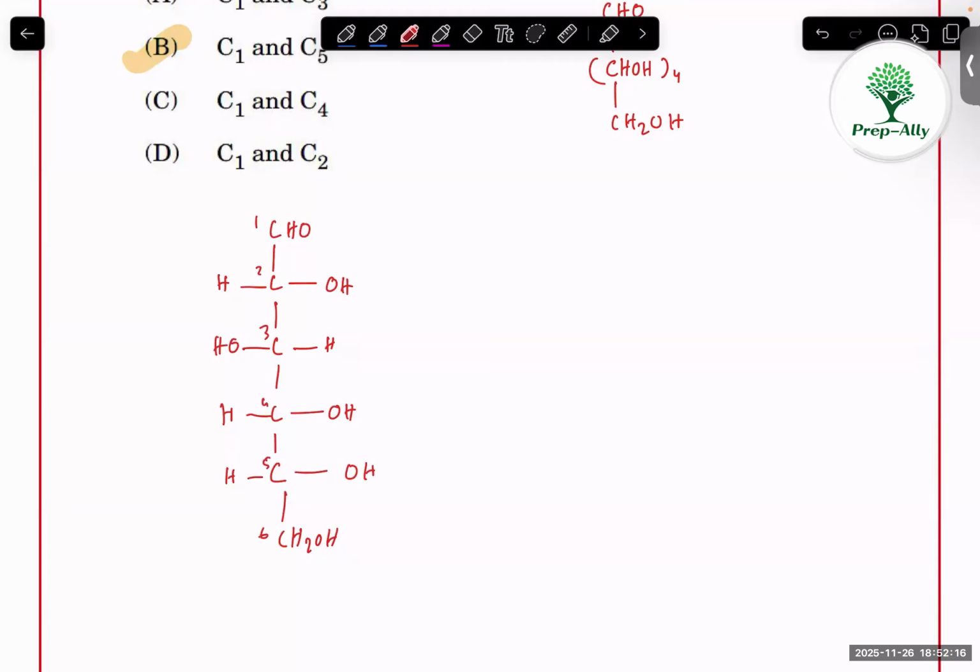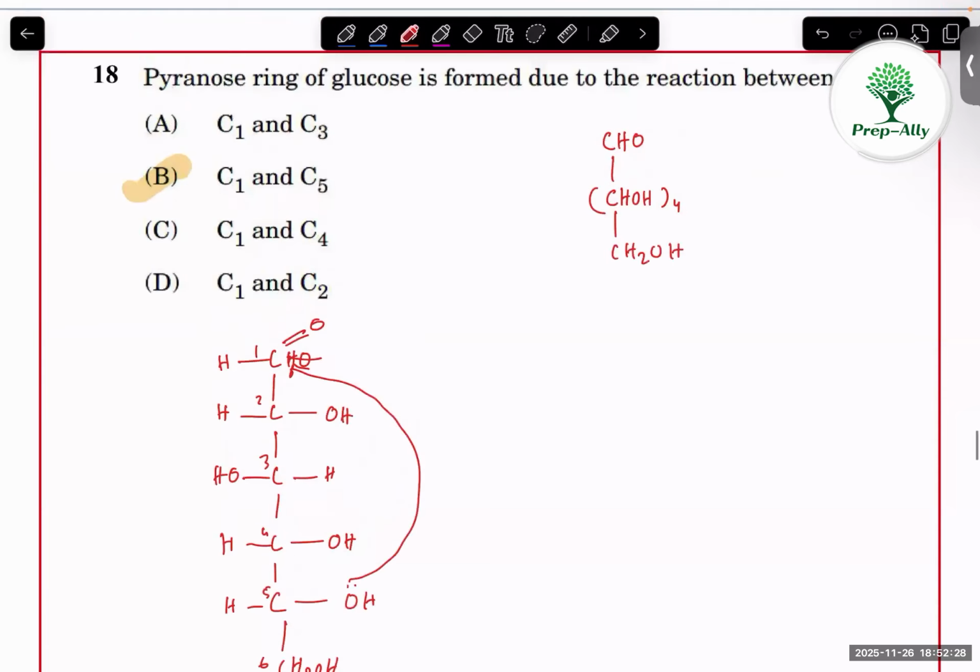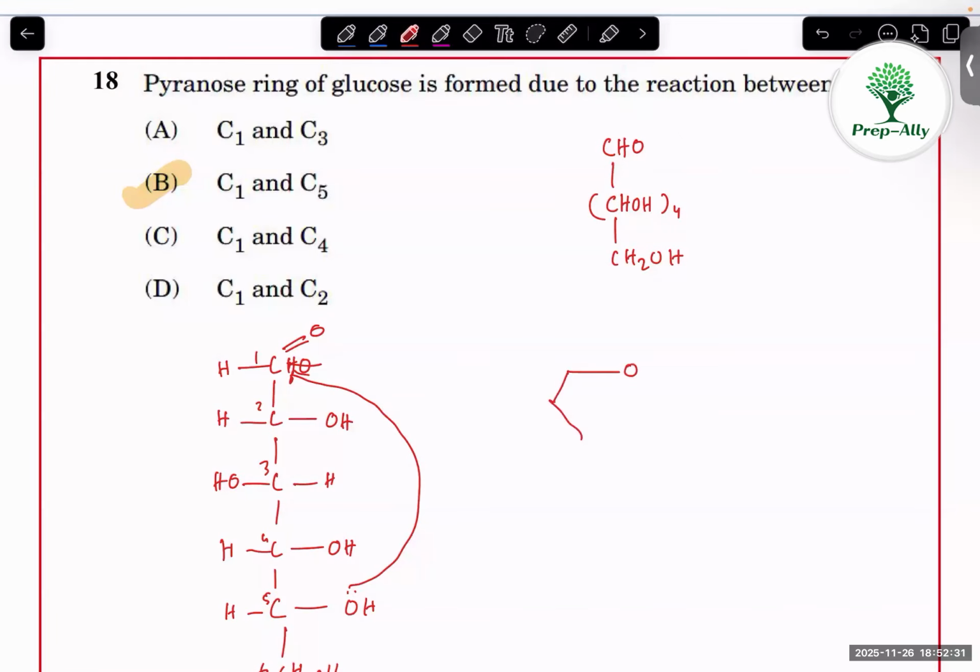We will always start numbering from the functional group. So when this fifth carbon is attacking here, that means here I will have C double bond O, H. So this attack will result in the formation of the pyranose ring, which will look something like this. This is the first carbon, second carbon, third carbon, and the fourth carbon. This is the fifth carbon, and CH2OH, finally the sixth carbon. So this is the pyranose form. So the attack happens from C1 to C5. So that is the answer.